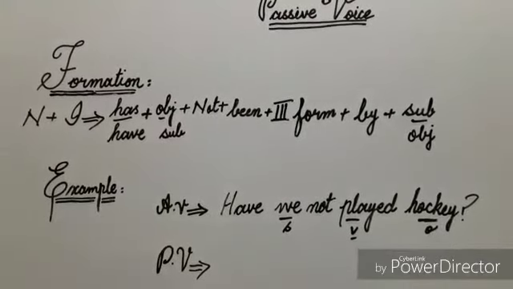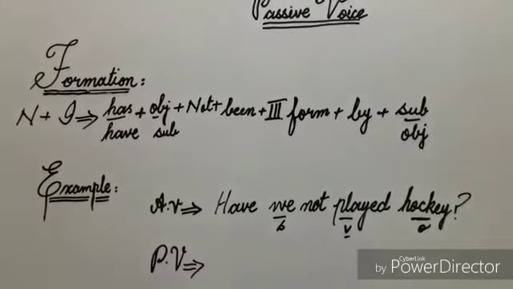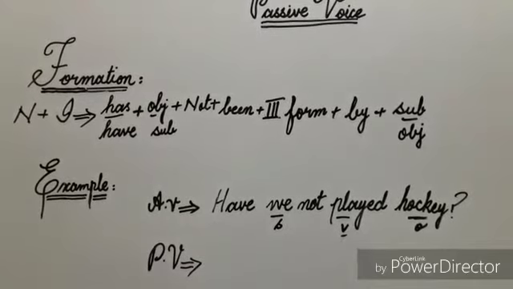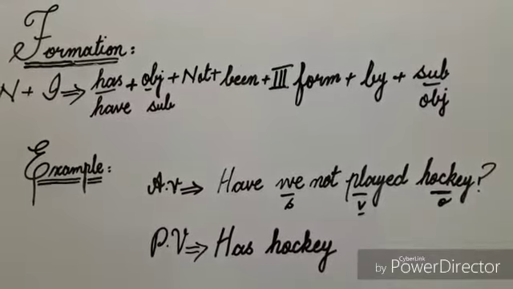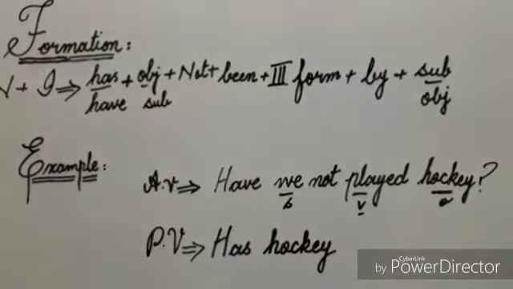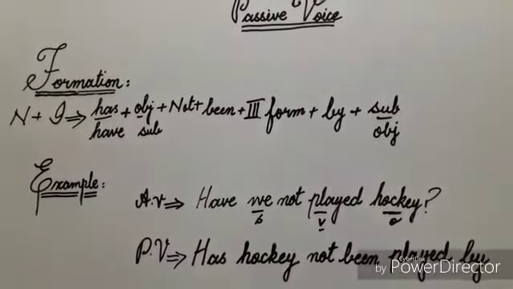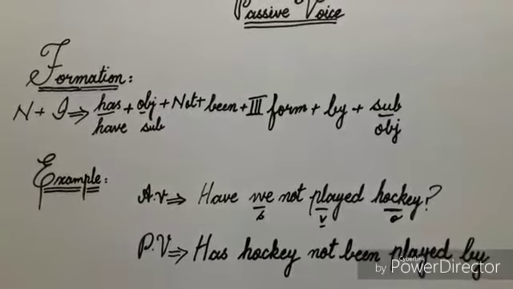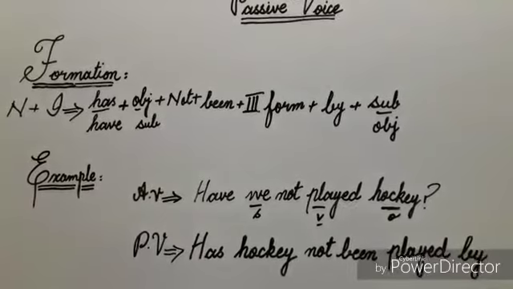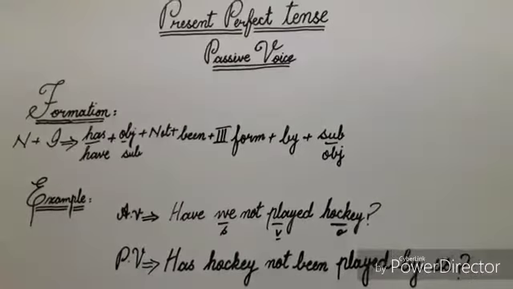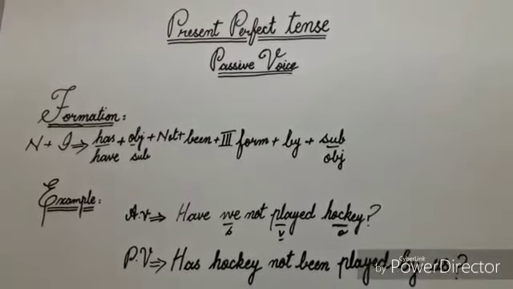According to the formation, firstly I'll write here helping verb has and then object. In this sentence, hockey is object, so I'll write it here. Next to hockey, I'll write here not, been, third form of verb played, and then preposition by. Next to by, I'll write here subject but in objective condition. In this sentence, we is subject and its objective condition is us. So I'll write here us. Now you can see that by using this formation, we have made our negative plus interrogative passive voice sentence.